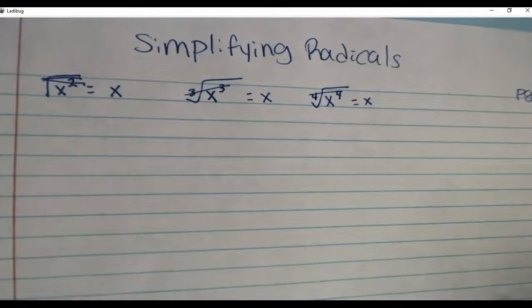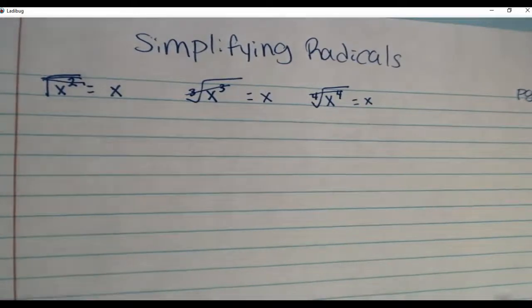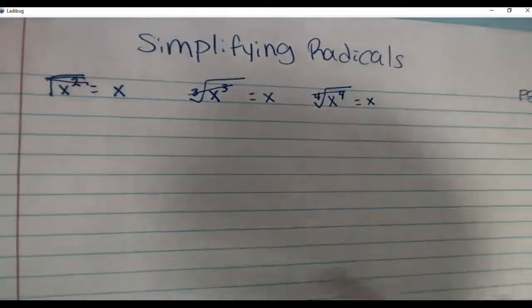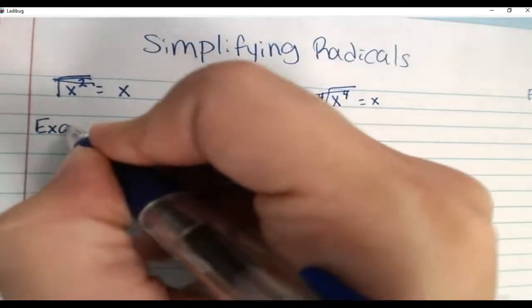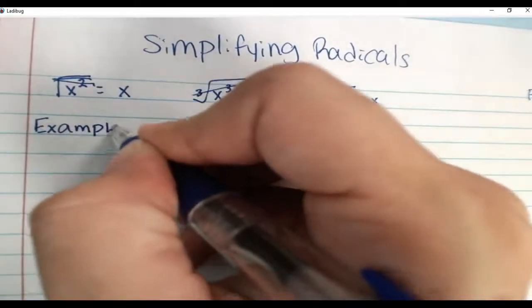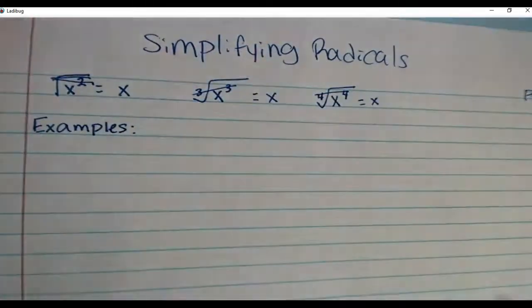We could have x to the fifth, x to the sixth, x to the 100th. And whenever you take that same root, they're always going to cancel because they're all inverses of each other. We'll look at those. So let's do one kind of like what we've been doing, but let's add some variables in there.